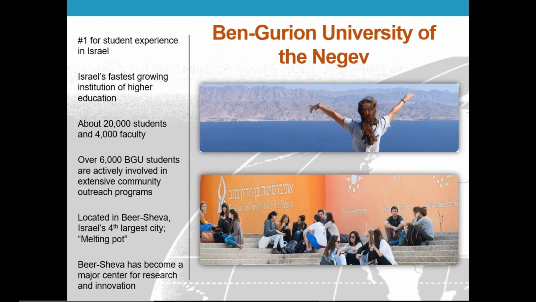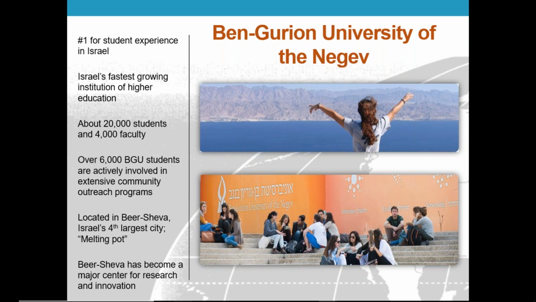There's so much to do, from shopping to restaurants to theaters. In addition, Israel is really an easy country to travel around. It's not that big. So Jerusalem and Tel Aviv are a short 1-hour train ride away, and the train stops right on campus. I also want to mention a few specific things about BGU.